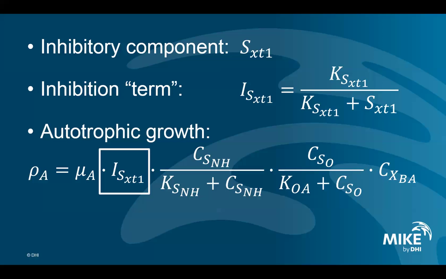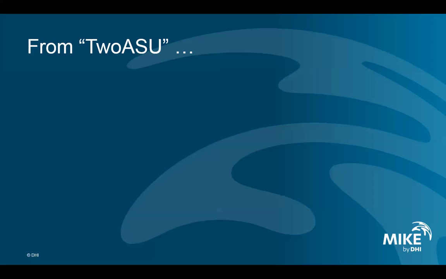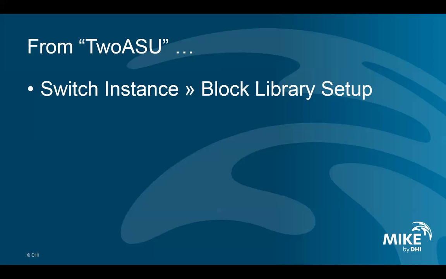Now to test the effect of the discharge of an inhibitory pollutant and try out the modified ASM model, I have prepared a slightly updated version of the standard nitrification denitrification activated sludge system that you find among the samples in the standard waste installation. So I've started from the 2ASU, opened the project, saved as a different project. And first of all, I have switched the instance from ASM1 temp to my new instance ASM1 mod through the block library setup.